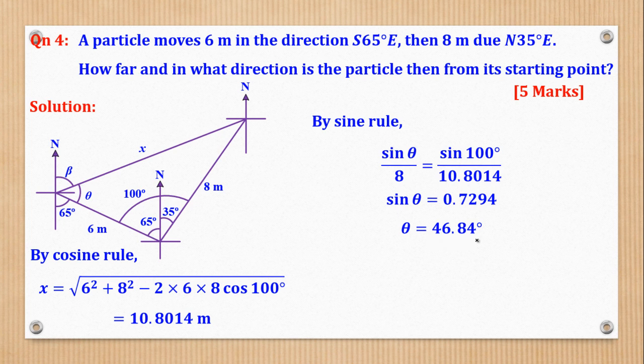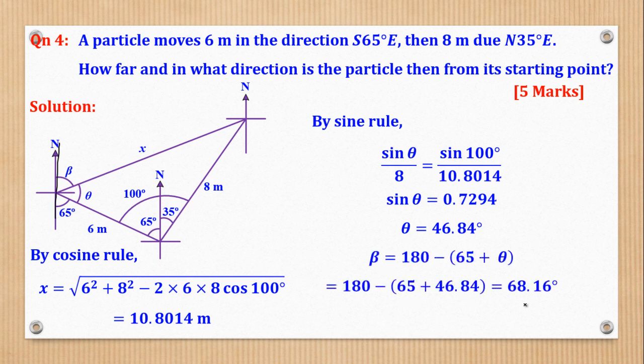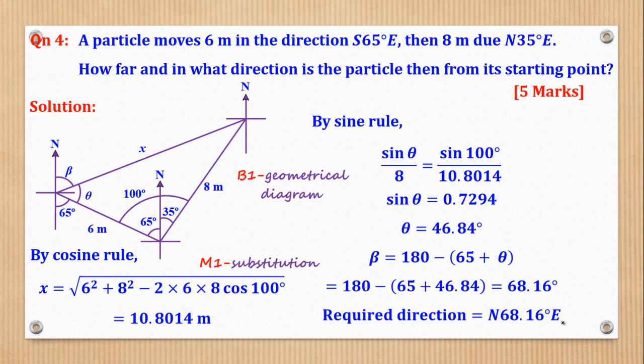After getting theta, I remember that angles on a straight line add up to 180. So I can get beta, which will be equal to this. Therefore, the required direction is north 68.16 degrees east. And that's what they wanted. So the diagram should be drawn with a ruler.